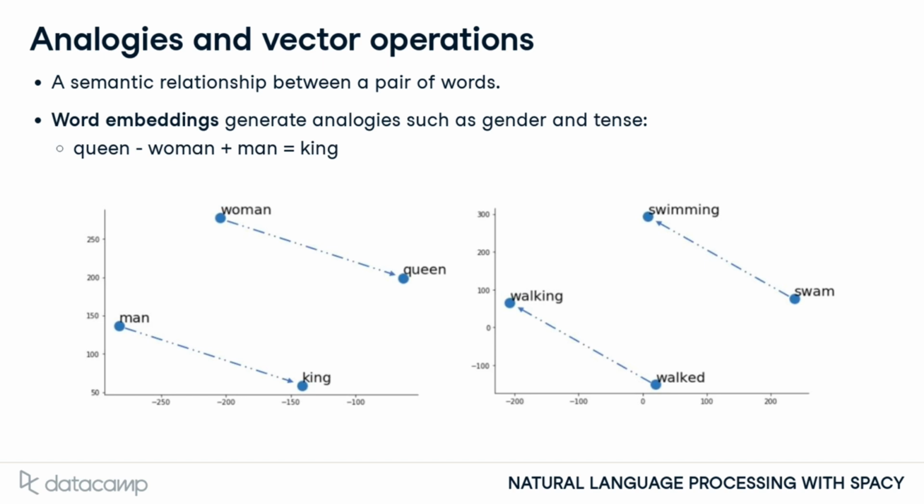For example, we can represent gender mapping between the king and queen as queen minus woman plus man is equal to king. We subtract woman from queen and add man instead, and we get king. Then this analogy reads as queen is to king as woman is to man.